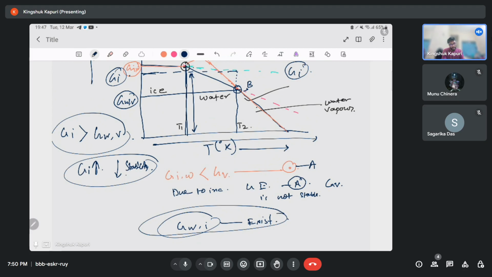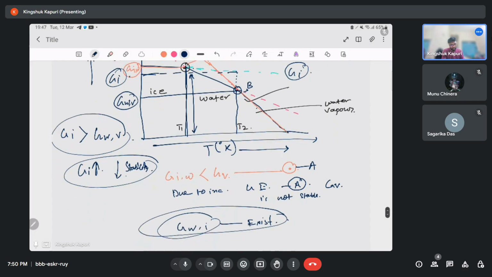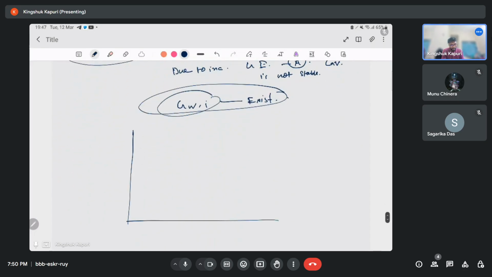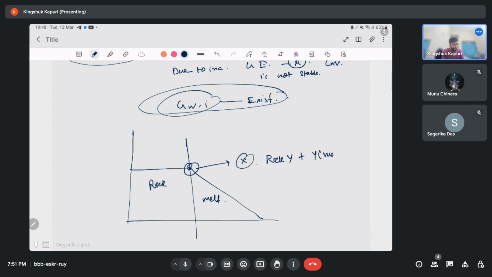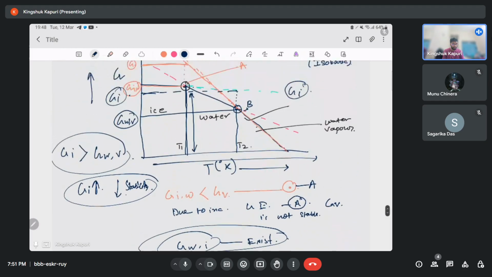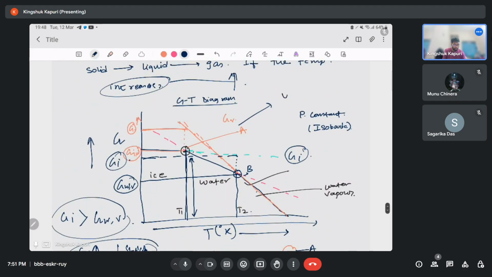And sometimes, let's say if you want to take this example also, let's say there is a phase diagram like this, and if this is a rock and this is a melt, so sometimes at this particular point, let's say X, a particular rock Y plus Y melt can sometimes coexist at this point X, and this point will act as a thermal buffer. So this is the reason. So from this diagram we can tell why melt acts.